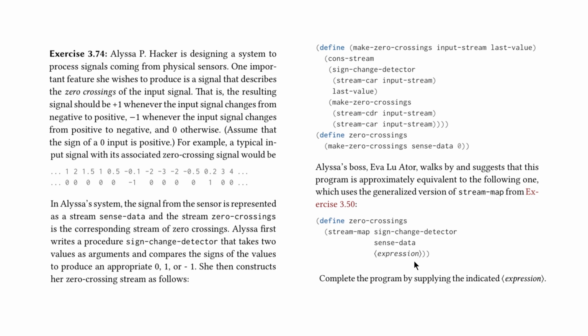So really, if you want to test this a little bit, you also need to implement the sign change detector procedure, which is the first thing we're going to do. And then we're going to test this out to make sure that our final zero crossings procedure is equivalent to what we had before with the zero crossings in terms of make zero crossings.